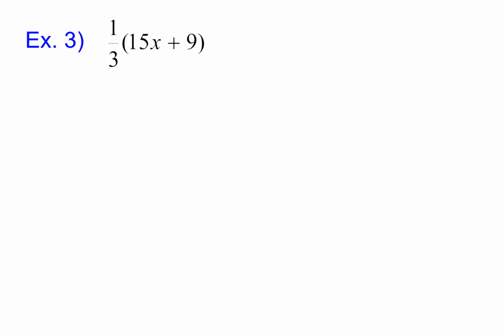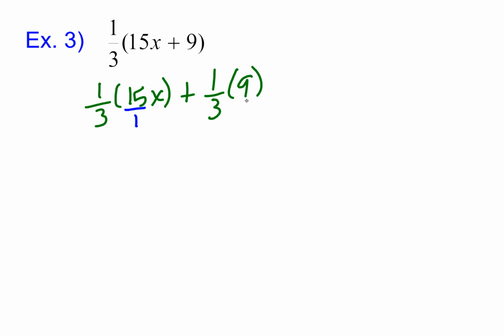Let's take a look at another one. Here we're going to get into a little bit of algebra, but using this distributive property actually makes this quite easy. We're going to give 1/3 to the 15x plus 1/3 to the 9. And if we remember what we know about fractions, every whole number is over 1. If that's true, what I'm looking for basically is 1/3 of 15. Or if I divide both by 3, I can reduce this, and all of this can just become 5x.